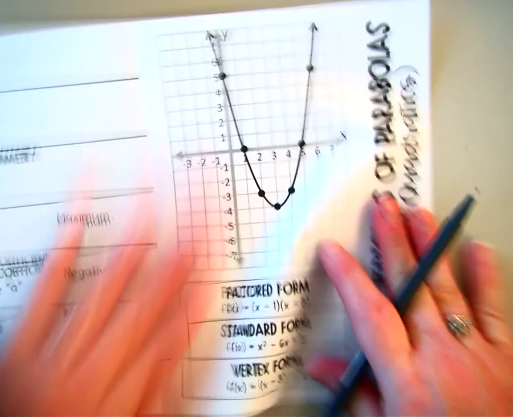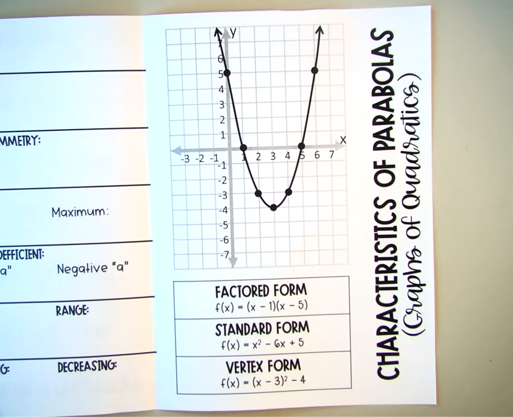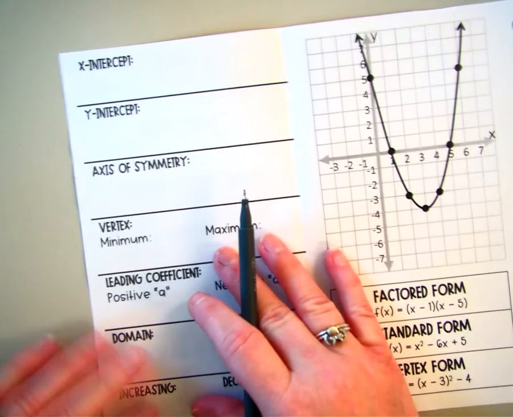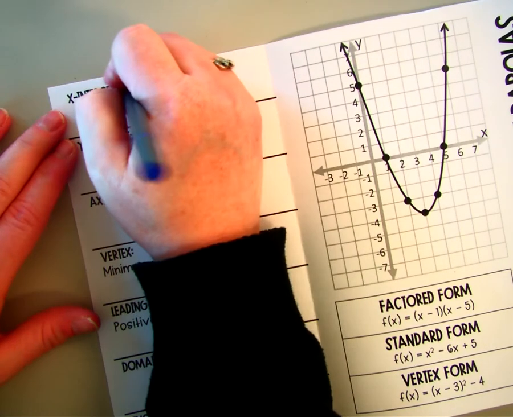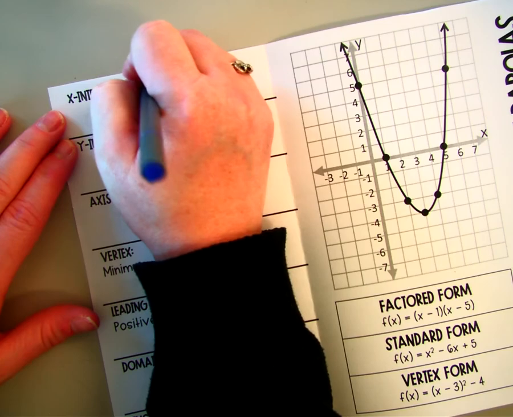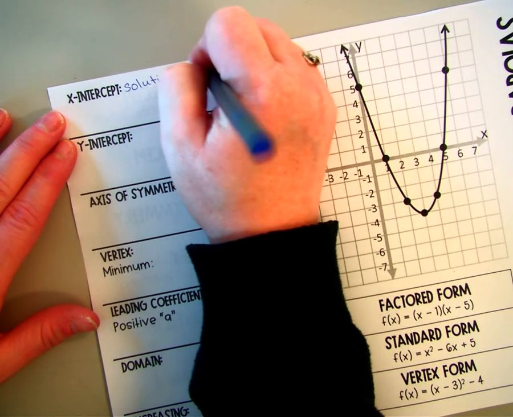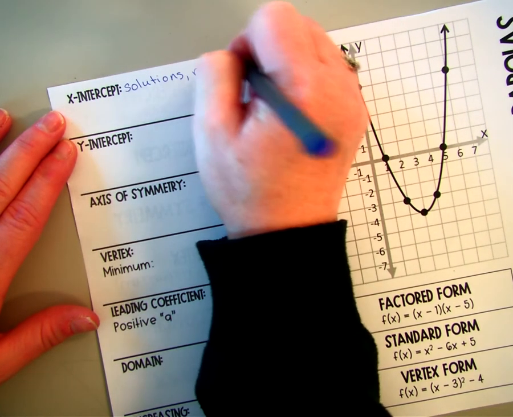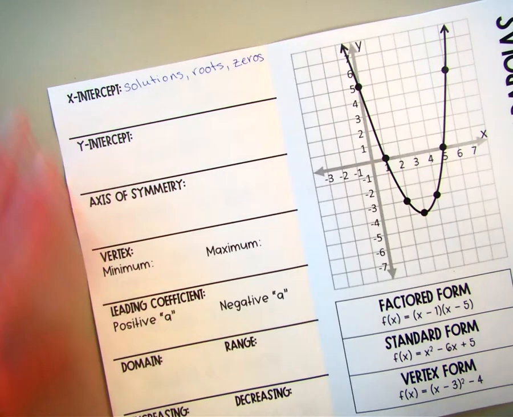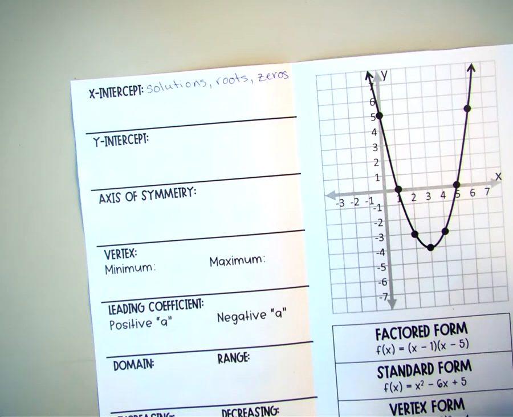So let's take a look at the inside. So here I have the graph of a parabola on there already for us, so we can take a look at it, analyze it, discuss all the different parts. So again, our x-intercepts, which are your solutions, roots, zeros, so many different names that we give to those x-intercepts.